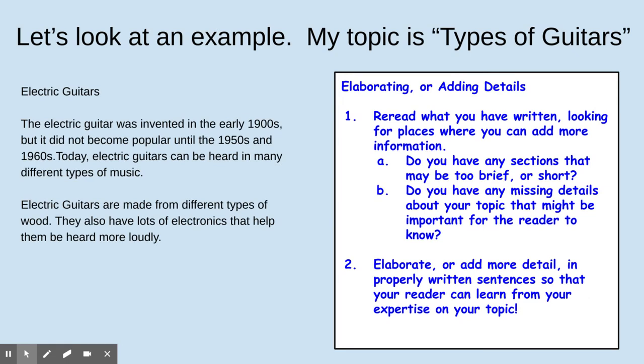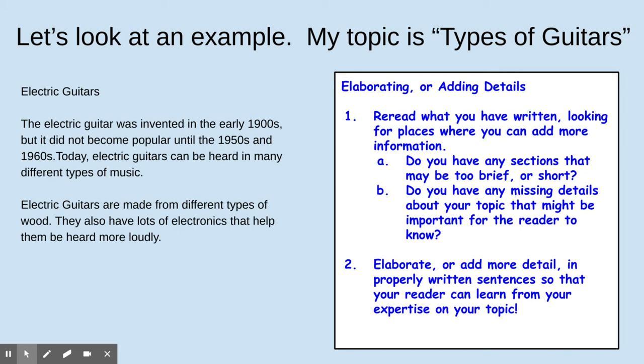Let's look at an example. My topic is types of guitars. So on the left side of the screen, you'll see what I originally have written. Then my heading is electric guitars. The electric guitar was invented in the early 1900s, but it did not become popular until the 1950s and 1960s. Today, electric guitars can be heard in many different types of music. Electric guitars are made from different types of wood. They also have lots of electronics that help them be heard more loudly. So we get some good information about electric guitars, but each of these paragraphs are only 2 sentences long.